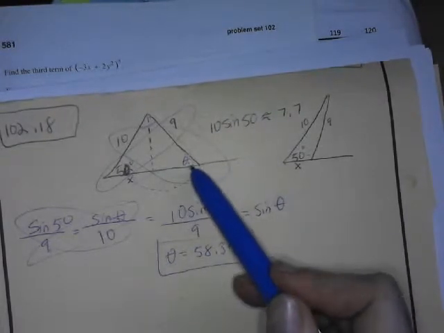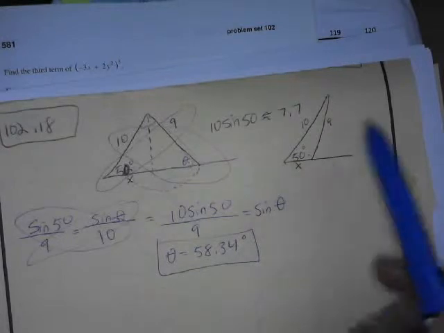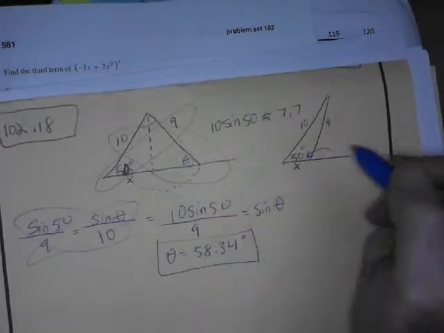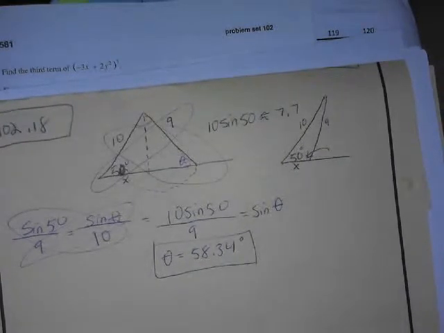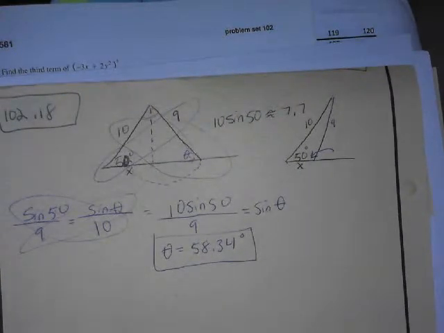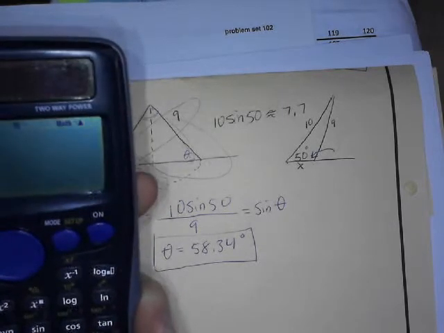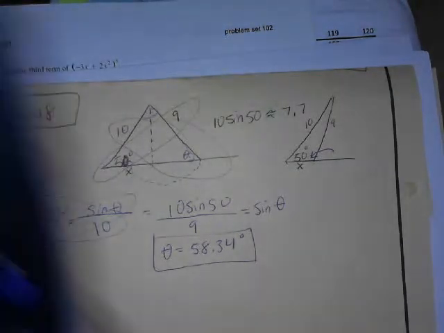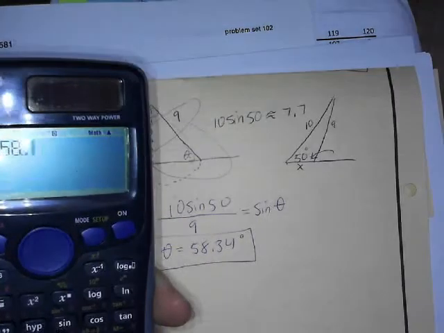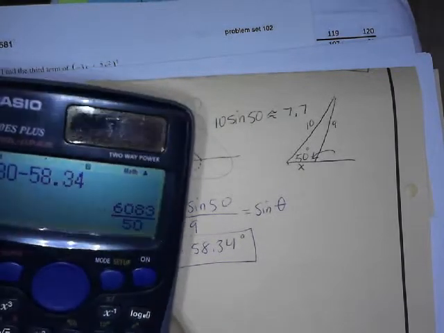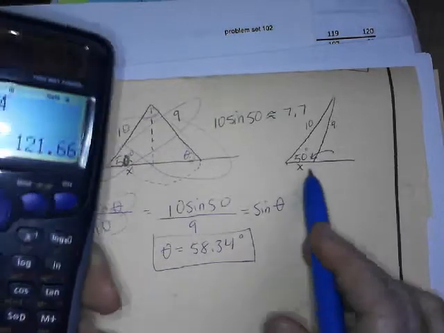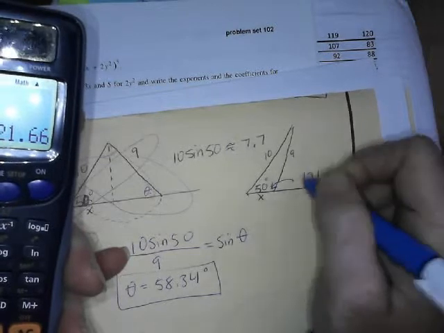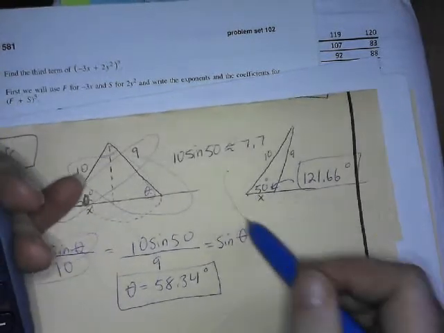Now this angle right here, the obtuse angle, is actually going to be 180 minus that number. So 180 minus 58.34 is 121.66 degrees. For when I'm solving this triangle, I'll use that.